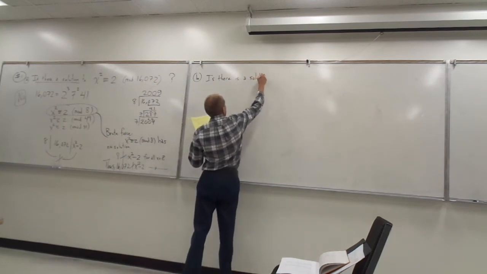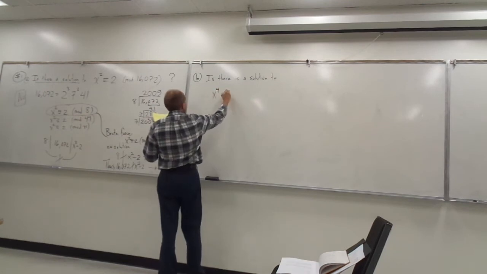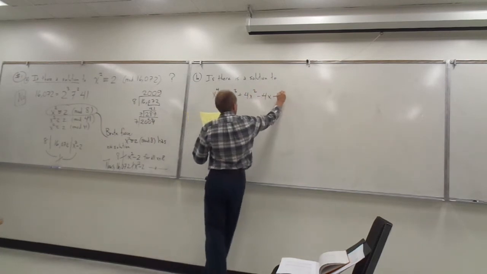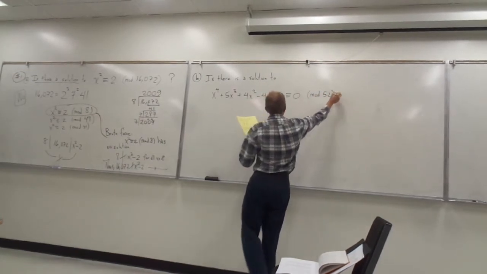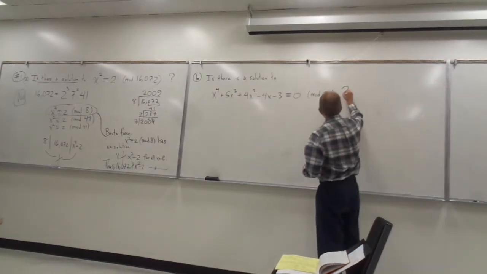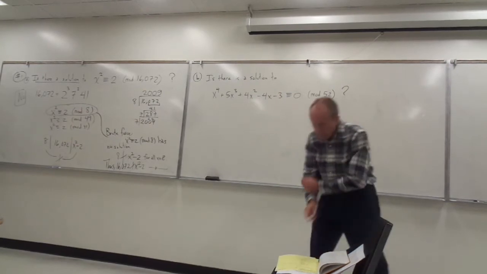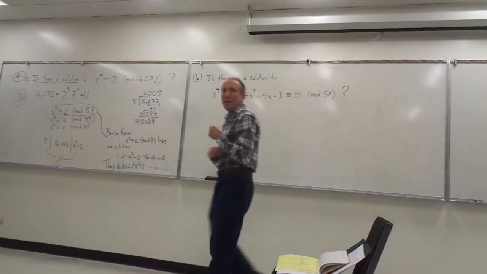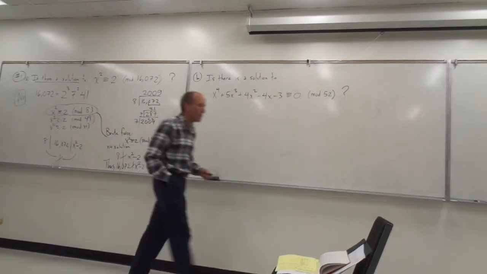So here we go. Is there a solution to x to the 4th plus 5x cubed plus 4x squared minus 4x minus 3 congruent to 0 mod 52? Another yes-no question here. All right, try this one. Okay, now that we've done part A, let's see if we can do this one a little bit faster. Does anybody have a suggestion what I might want to do first?